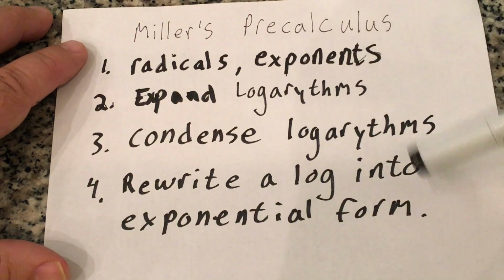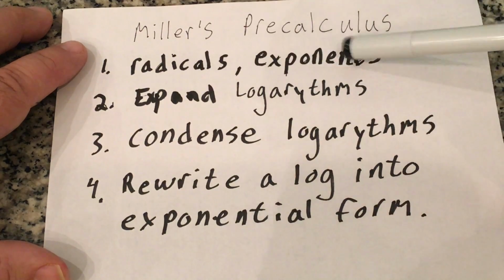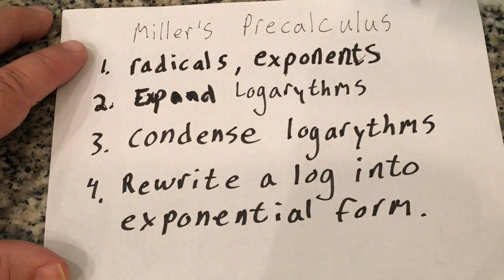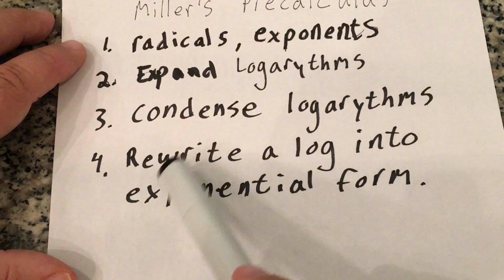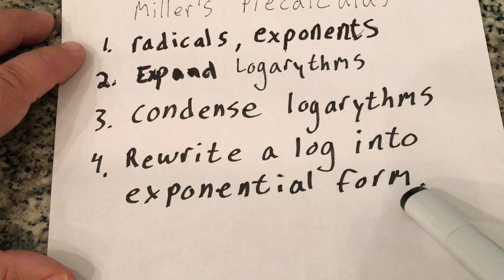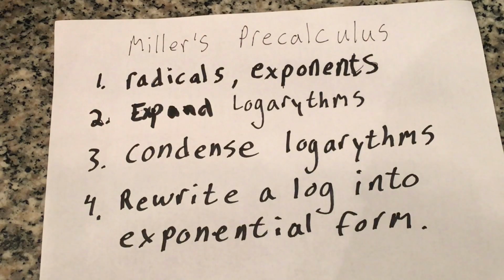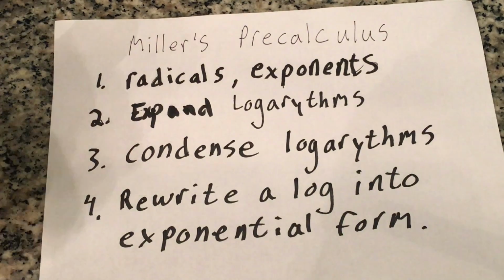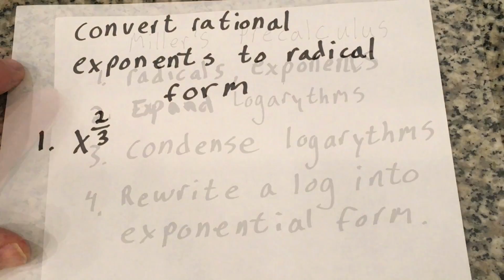The topics we're going to discuss in this lesson are radicals and exponents. We're going to go from a radical form to an exponential form, and the other way also. We're going to expand logarithms, we're going to condense logarithms, and we're going to rewrite a log in the exponential form. And these are used to solve different types of problems, such as chemistry problems, physics problems, geology problems. This is all stuff that's based in the real world, some of the time.